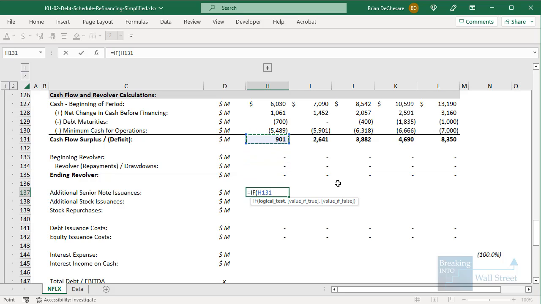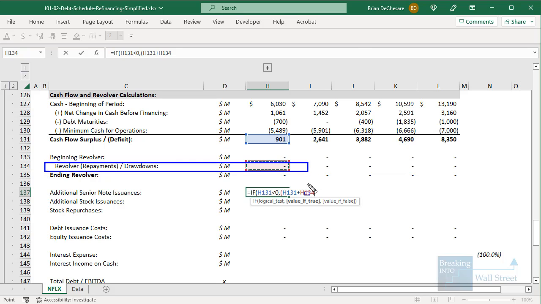We go up and look at our cash flow surplus or deficit. And if this is less than 0, then we need to issue debt. So I'm going to take the cash flow surplus or deficit. I'll add the revolver drawdowns and repayments here because remember, if we draw on the revolver to fund some of this, that means that we don't need to issue as much debt because we've effectively used the revolver drawdown as some of the debt funding right here.